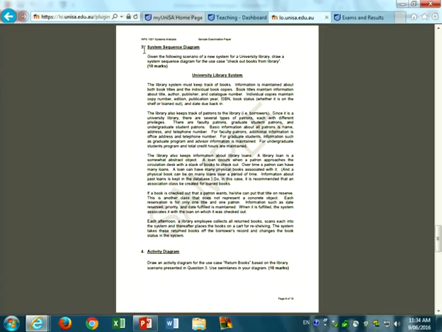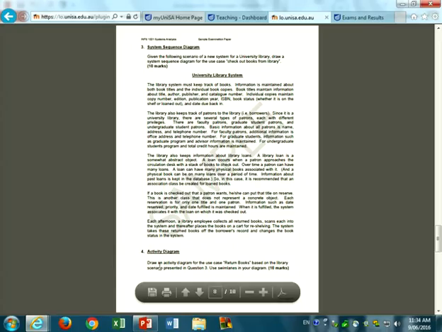Third one is asking for a system sequence diagram. Got a bit of a scenario here, and you are asked to create a system sequence diagram for the use case checkout books from library. So this is an entire scenario about a university library system. You need to then pick out from this scenario the sections that relate to the checkout books use case, and then create a system sequence diagram for that particular use case.